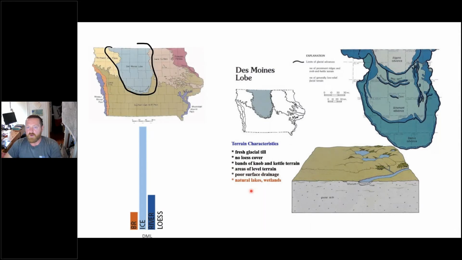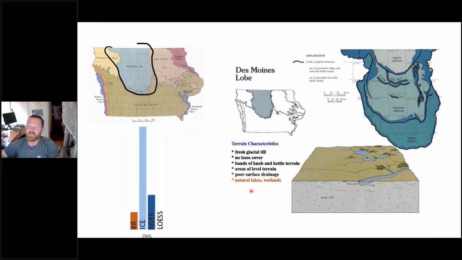So let's start with the Des Moines Lobe. It's in the very center of the state. It's named the Des Moines Lobe because it ends at Des Moines. Or did Des Moines start at the end of the ice sheet? Anyway, that seems like a semantics argument. We're not going to get into that. You can debate that amongst yourselves later.